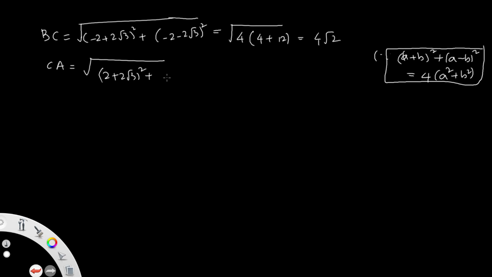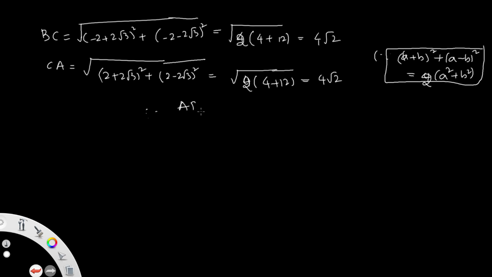Next, 2 minus 2 root 3 whole square. In the same way, we can get 4 into, so 2 into 2 into 2 into a 4 plus 12. That is 32. 32 means 4 root 2. Therefore, all the distances are equal: AB distance equals BC distance equals CA distance.